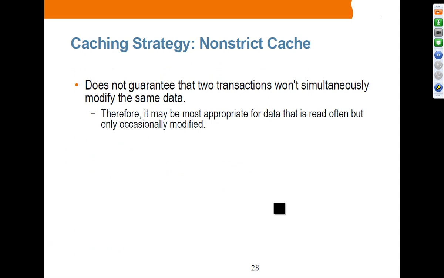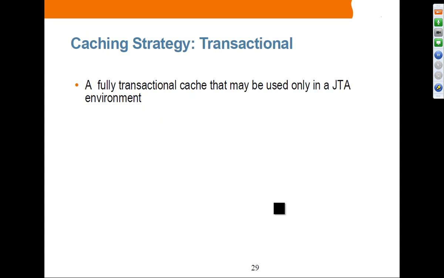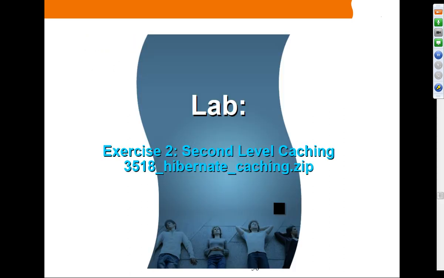Non-strict read and write does not guarantee that two transactions won't simultaneously modify the same data, so it may be most appropriate for data that is read often but only occasionally modified. And the last one is transactional. This is the fully transactional cache that may be used only in a JTA environment. JBoss TreeCache is the only one that supports the transactional caching strategy. Okay, so let's do exercise two.